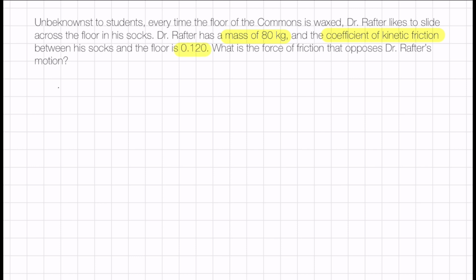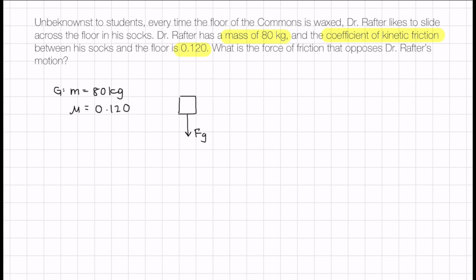Let's write those down. So just to review, givens: mass is equal to 80 kilograms, and our coefficient of kinetic friction, which is mu, is 0.120. Let's go ahead and draw the free body diagram for this scenario. So there's Dr. Rafter. He is our system under study, which is represented by the box. He has a mass, so he's obviously going to have a force of gravity acting on him.